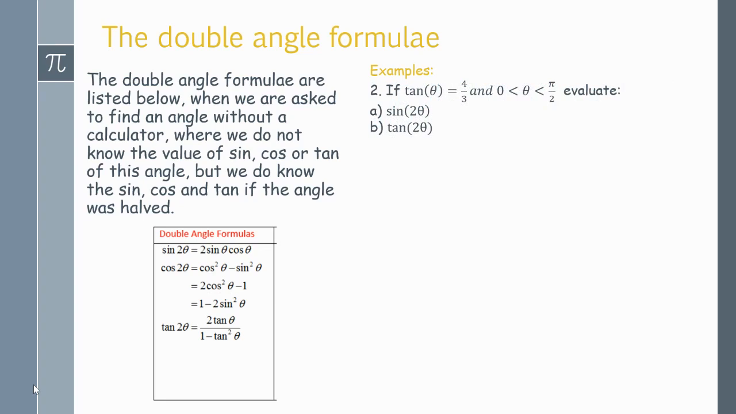Example 2. This time we're going to use tan. It says if tan theta is 4 on 3, and we know our theta is acute, right? It's between 0 and 90 degrees, or 0 and pi on 2 radians, find sine 2 theta.